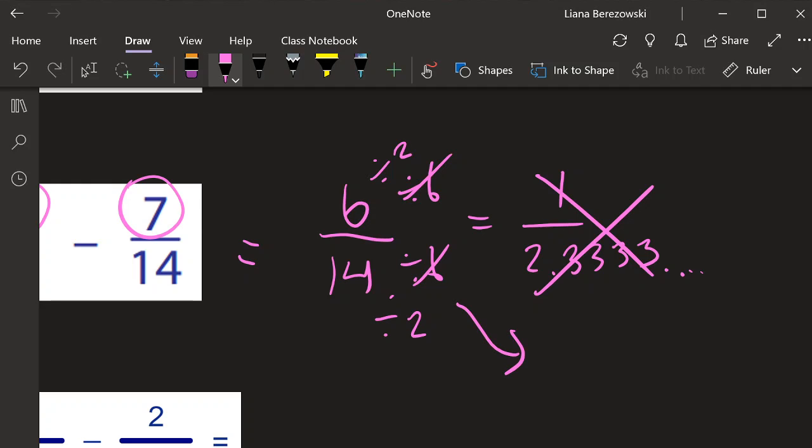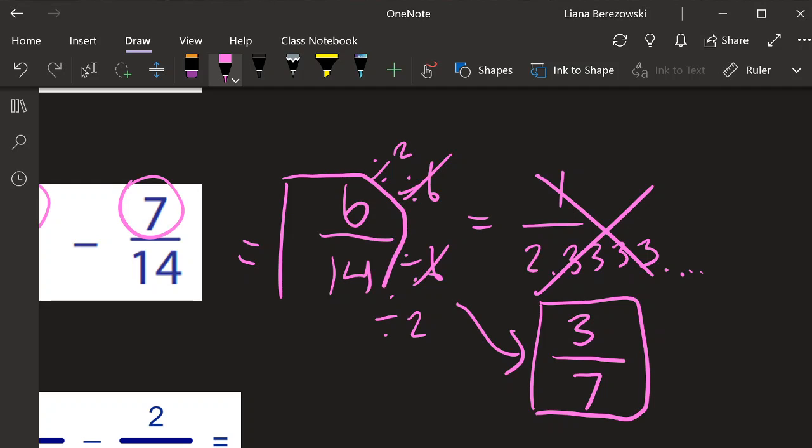This has gotten kind of messy, okay? But 6 divided by 2 on top, that's going to give me 3. And then 14 divided by 2 on the bottom is going to give me 7. Okay? I can't simplify that any further, right? So the greatest common factor between 6 and 14 was 2. So if I divided both of those numbers by 2, I get my answer as 3/7. Okay, so that's just the simplified version of 6/14.